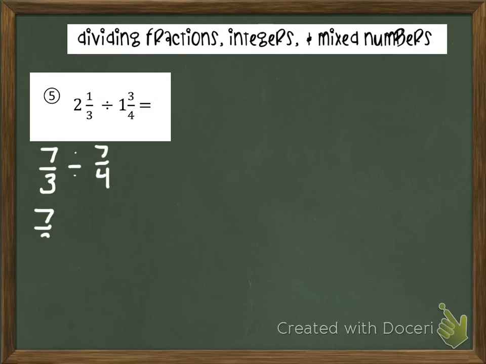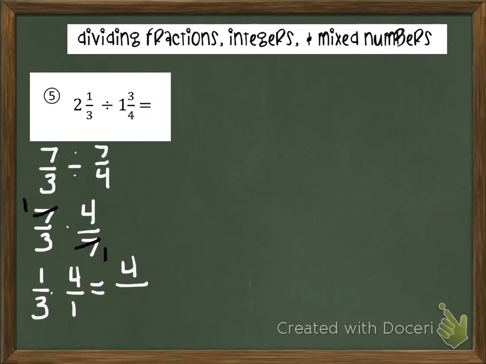Keep the first fraction the same, change multiplication, or excuse me, change division to multiplication, and then flip the second fraction. As far as simplifying goes, both of the 7s, of course, are divisible by 7, which when I rewrite the problem, leaves me with 1/3 times 4 wholes. Multiplying straight across the numerators, 1 times 4 is 4, 3 times 1 is 3, and of course 4/3 would be 1 and 1/3.